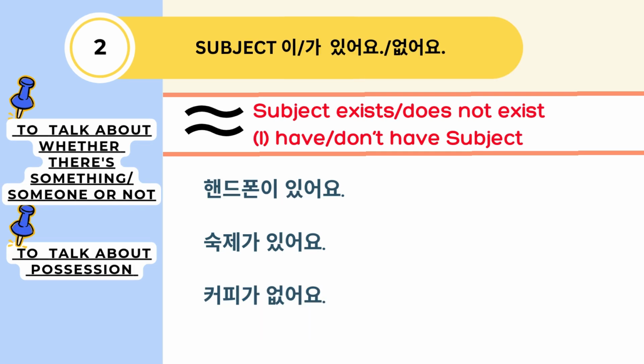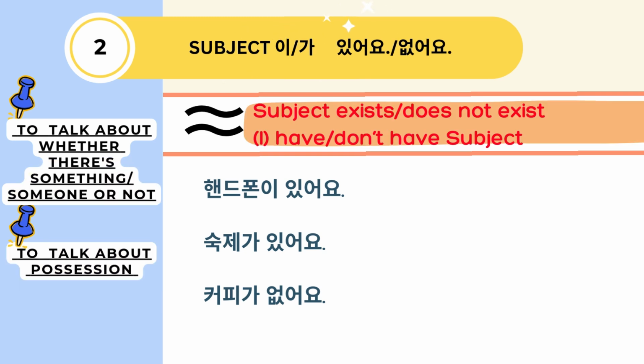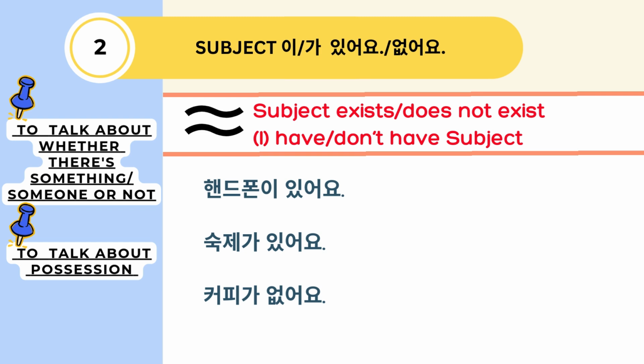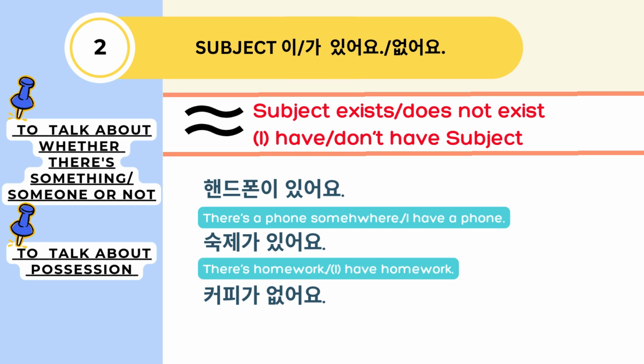2. Expressing existence and possession. This structure is used to express the existence of something or possession of something. Subject 가 있어요: something exists or someone has something. Subject 가 없어요: something does not exist or someone does not have something. For example, 핸드폰이 있어요. This can mean, there is a phone somewhere, or, I have a phone. 숙제가 있어요. This could mean, there is homework, or, I have homework. 커피가 없어요. This means, there is no coffee, or, I don't have coffee.